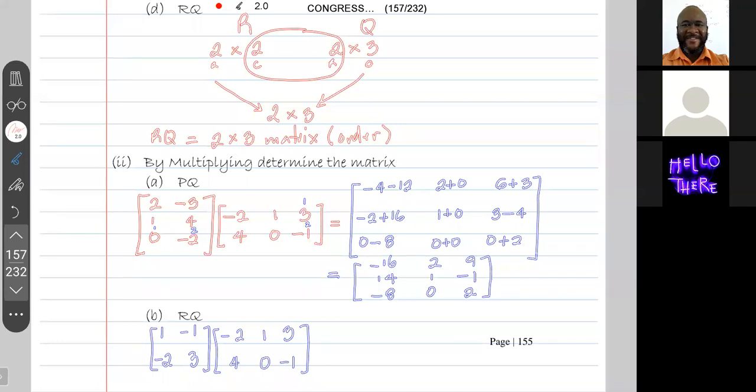All right, so remember, whenever you multiply two matrices, you multiply the rows of the first matrix by the columns in the second matrix. And every time you multiply a row by a column, you get an element in the answer.